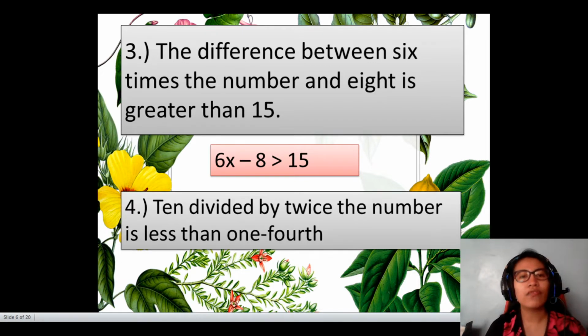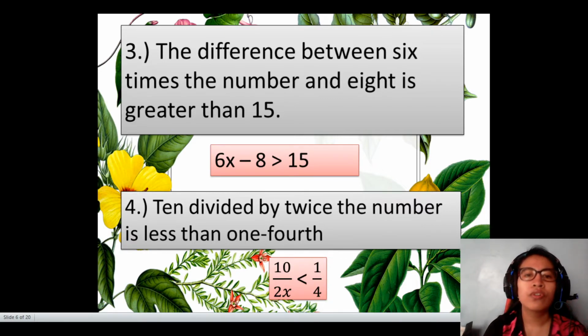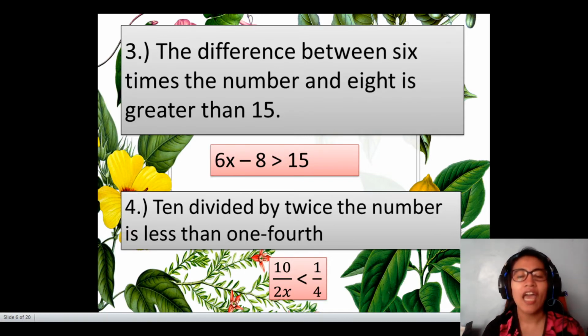Next, 10 divided by twice the number is less than 1/4. So 10 divided by twice the number. So I can have 10 over, since it says divided, twice the number, I can have 2x, then less than 1/4. So I write the symbol of less than, then 1/4. So that's how it looks. 10 over 2x less than 1/4. So that's how you write your inequality. This is inequality. The first example is equation.